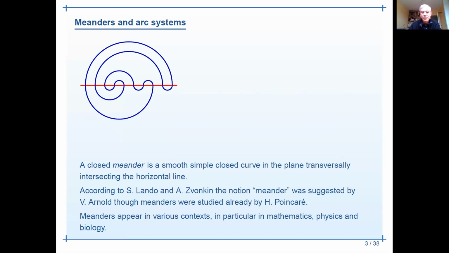A closed meander is just a simple closed curve in the plane transversely intersecting the horizontal line. According to Serge Landau and Sasha Zvonkin, the notion of meander was suggested by Vladimir Arnold. Meanders were studied already by Henri Poincaré, and they appear in various contexts, not only in mathematics, but also in physics and biology.